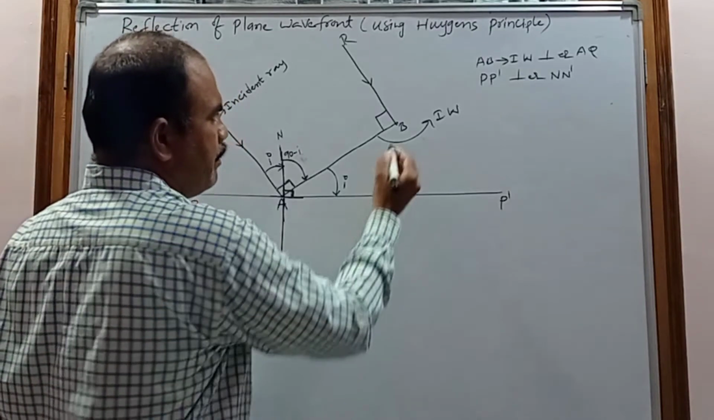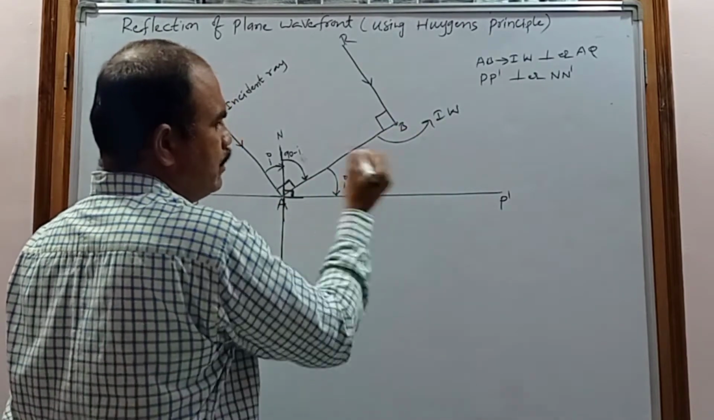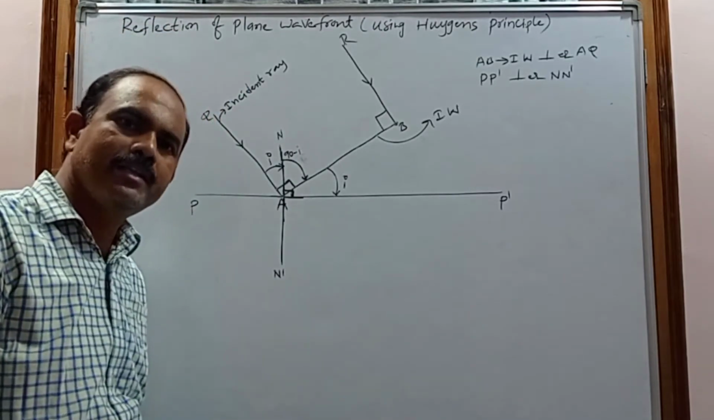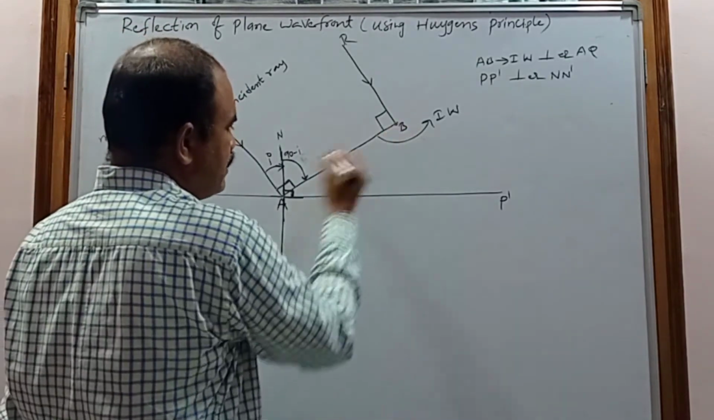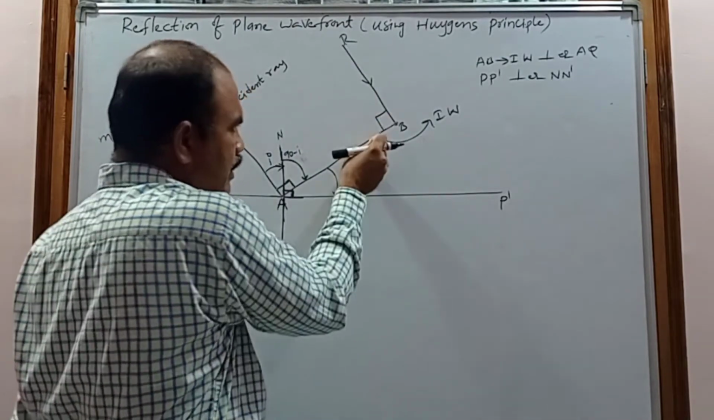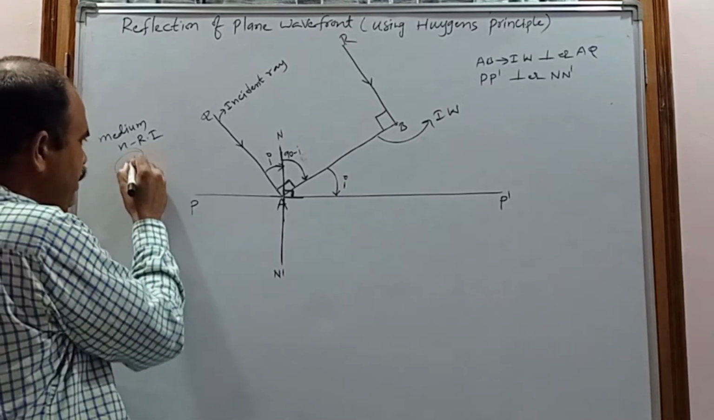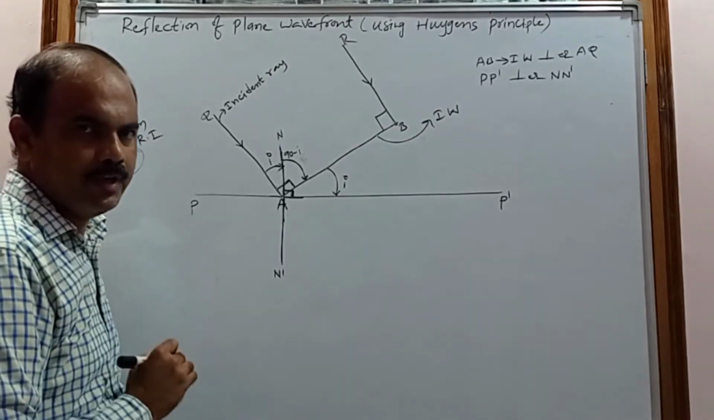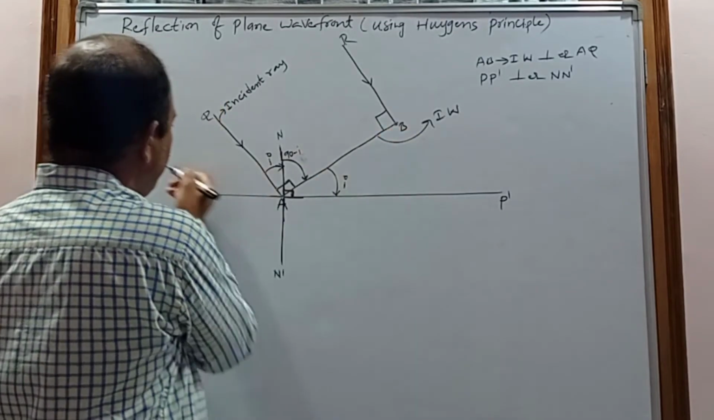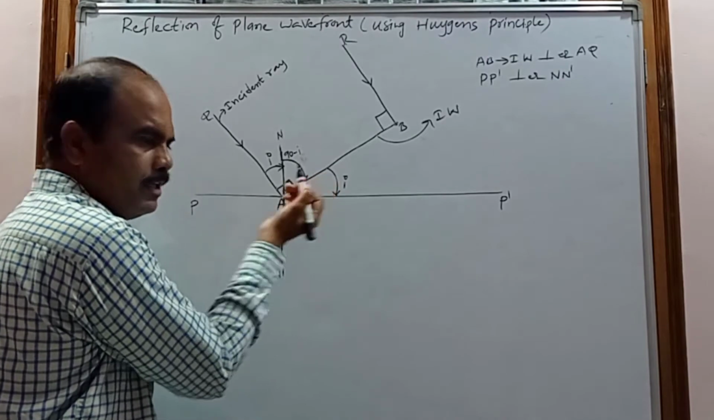So that's why I am taking two points on the wavefront. One is A, another one is B. So now these points A and B act as sources of secondary disturbances. The secondary disturbances emit the secondary wavelet, and the secondary wavelet travels with the same speed as the wavefront. With what speed? V speed. The secondary wavelet produced from B travels with speed V. The secondary wavelet produced from A also travels with the same speed.